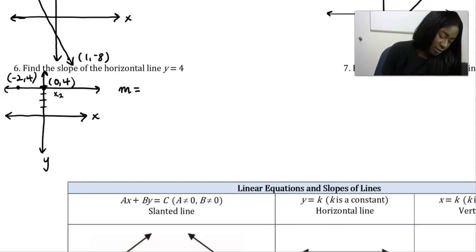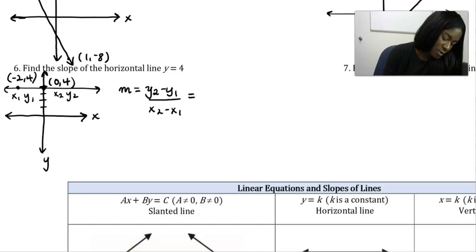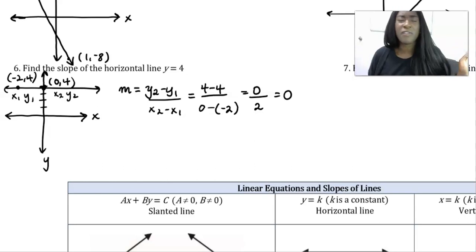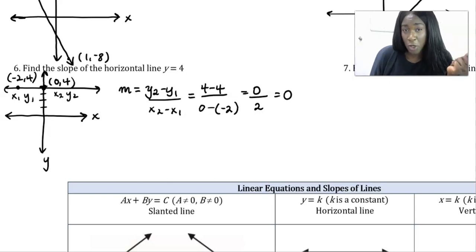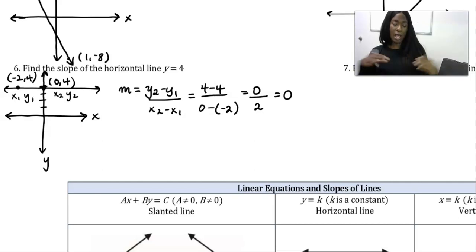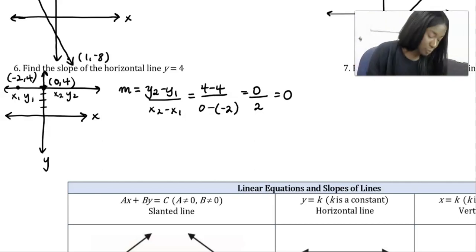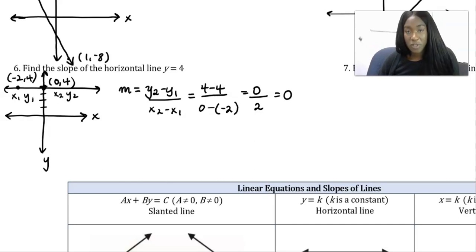I'll say this is x2, y2, and this is x1, y1. Those are 2 points that are on the line. Slope formula is y2 minus y1 over x2 minus x1. Rise over run. y2 minus y1 will be 4 minus 4. In the denominator, x2 minus x1 will be 0 minus a negative 2. So I get 0 over 2, which is 0. It's perfectly fine to have 0 in the top of a fraction, in the numerator. 0 in the numerator is 0. It's not okay to have 0 in the denominator of a fraction. So we found that the slope of this horizontal line is 0.